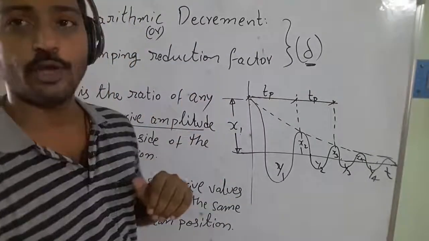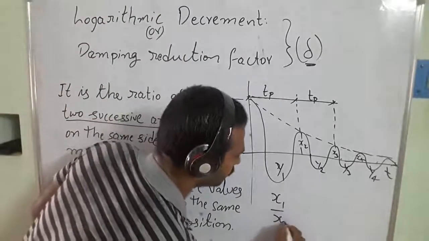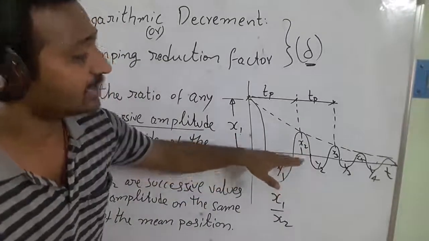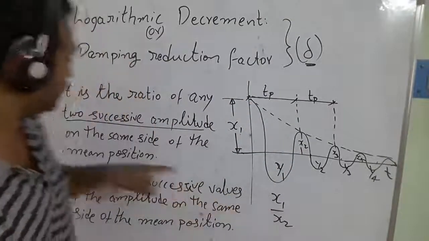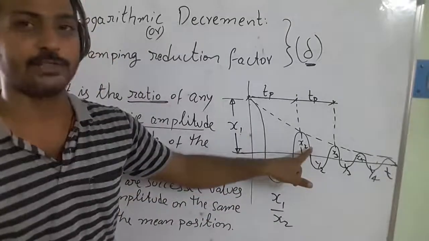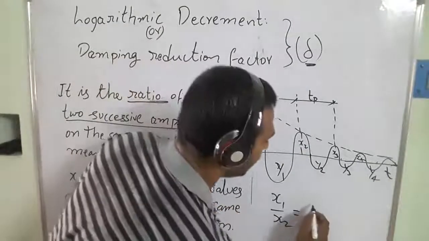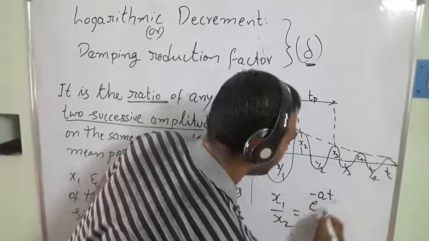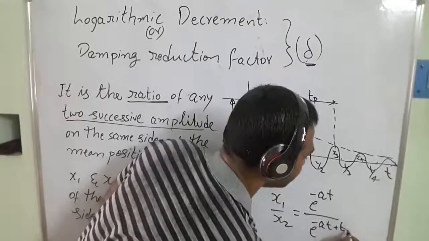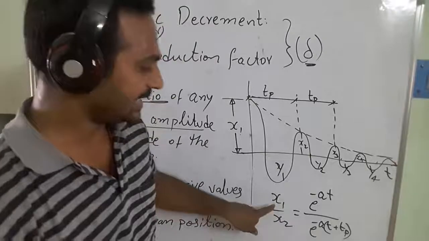From this one, we are going to write the equation. x1 by x2, where x1 and x2 are the two successive amplitudes of the vibrations on the same side of the mean position. This is the ratio, so we are taking the ratio of x1 and x2. As we know, x1 and x2 are the displacement of the vibrating system, that we are going to write as e to the power of minus at divided by e to the power of minus a(t plus tp). So is it clear?